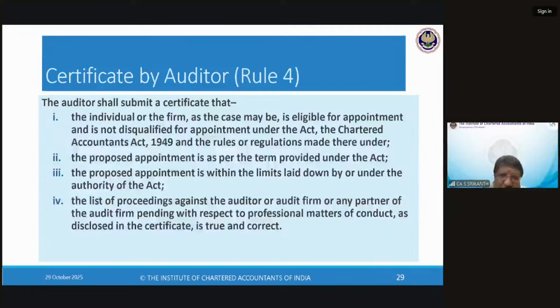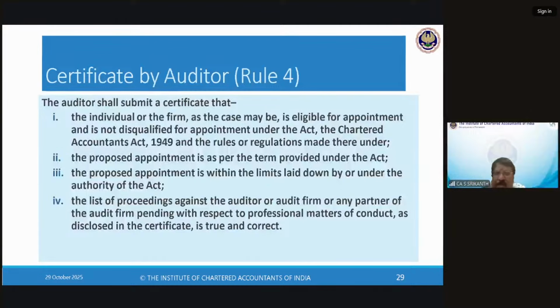The proposed appointment is for the term provided under the Act, which is 5 years. The proposed appointment is within the limits laid down by or under the authority of the Act. We already saw that the limit is 20, not including certain types of private companies. So you need to keep track and assure the company that this appointment would not violate the limit. In case it would, you may want to relook at reshuffling audits, to ensure that the partner of the firm signing this audit would not exceed the limit of 20, or the individual would not exceed the limit of 20.